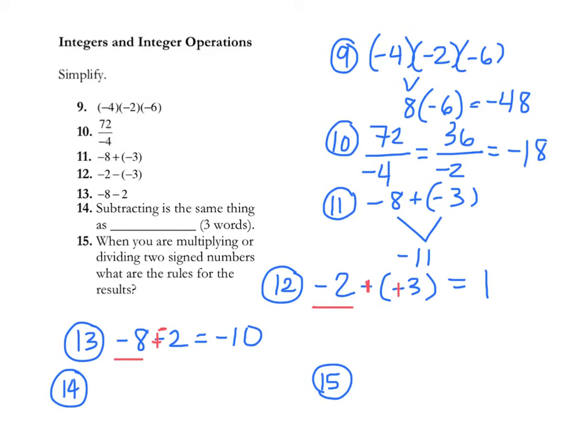Next one, 72 divided by negative 4. I don't necessarily want to do long division here. I don't want to necessarily do short division. I just want to remember that a fraction is a division problem and a division problem is a fraction.